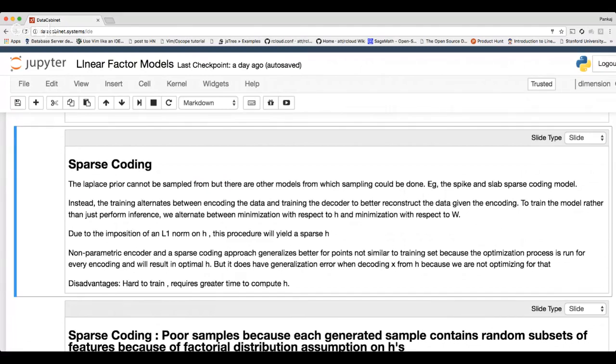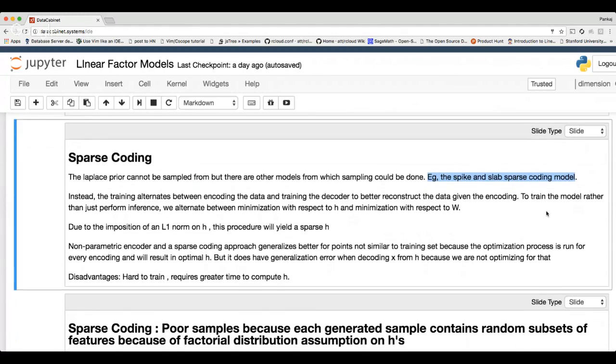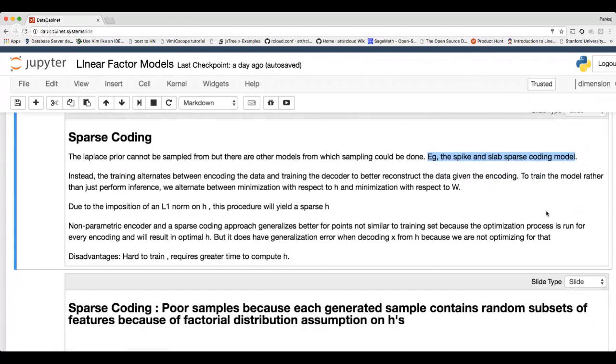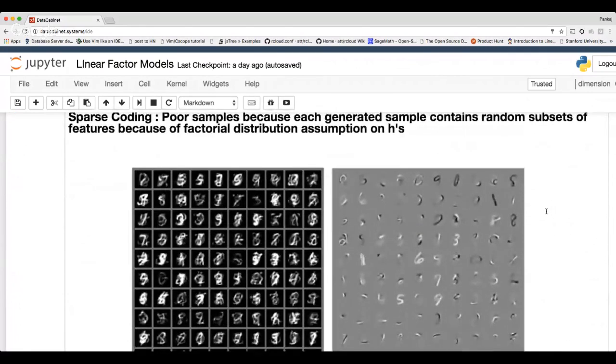There is a paper by Ian Goodfellow. They call it the spike and slab sparse coding model. Using this, they can sample from the distribution they have found to generate X. X is like a sample data. So that's what they're doing here.